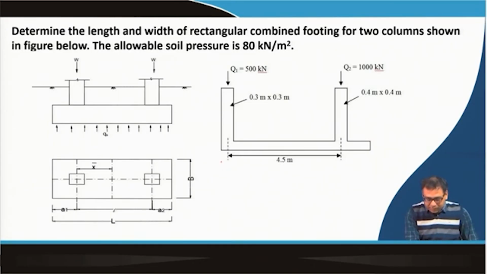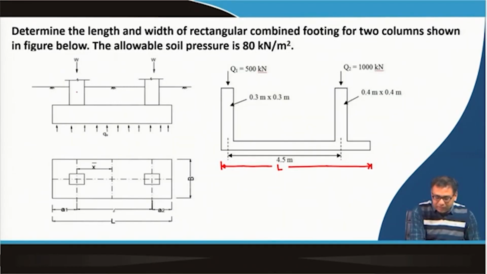So, this is the total foundation length, and there is a width in the perpendicular direction. There are loads W1 and W2, which may be different, acting on the columns. And so, we have to determine the dimensions of this combined foundation.